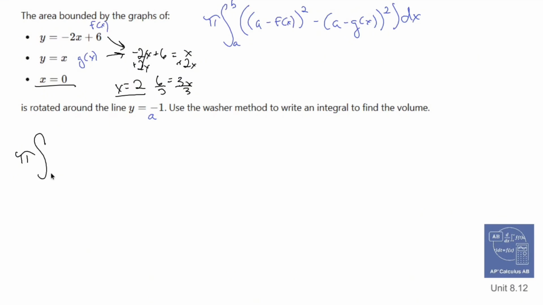I've got pi times the integral from 0 to 2. I have a, which is negative 1, so negative 1 minus negative 2x plus 6, and then we're going to square that. So I'll probably need another set of parentheses there. And move that parenthesis out because it looks sloppy. Much better. Minus negative 1 minus x, squared. Let's scooch it back in. Let's dx it.